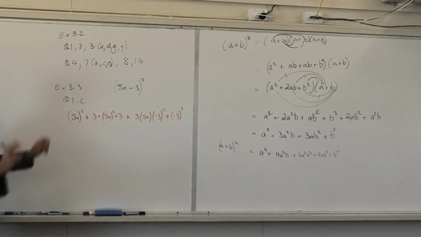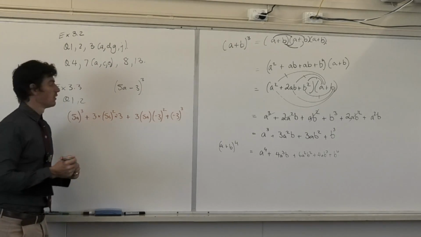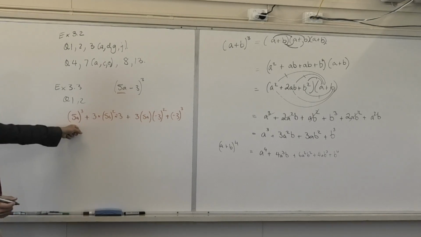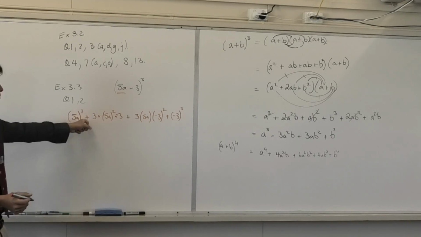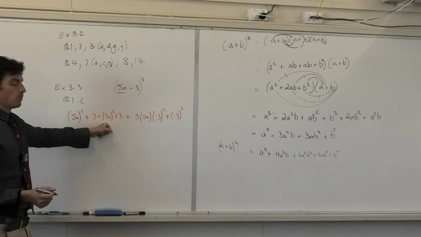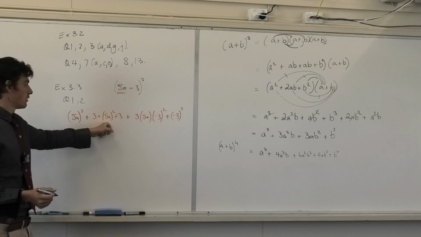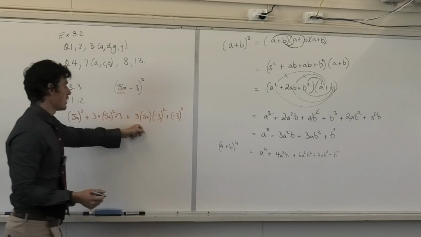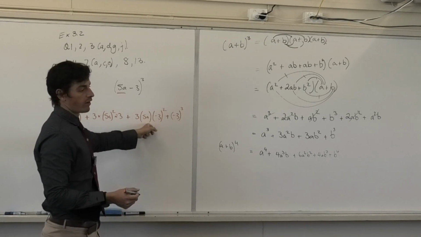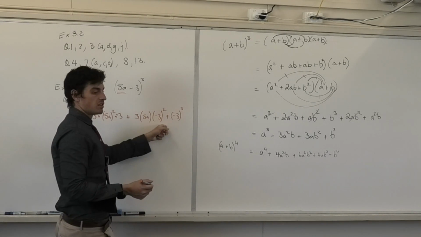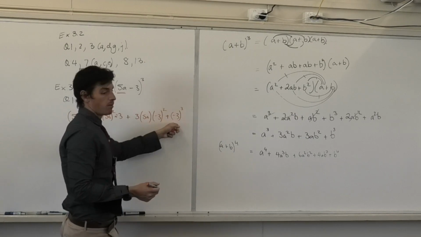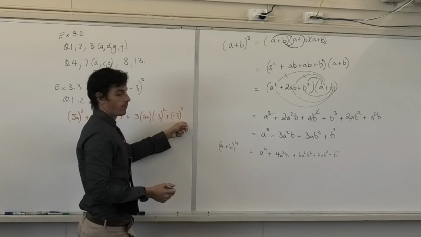What is my a value here? 5a. So I've got (5a) to the power of 3 plus 3 times (5a) squared times my b, which is negative 3, plus 3 times 5a times negative 3 squared, plus my b value, which is negative 3 cubed.